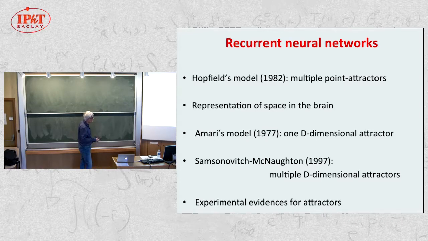And then a more interesting model, which was some kind of mixture between the two models, first done by Samsonovich and McNaughton in 1997, which I don't think is well known in statistical physics, where multiple d-dimensional attractors can be encoded in the same network. And then I'll talk about experimental evidence for these attractors.